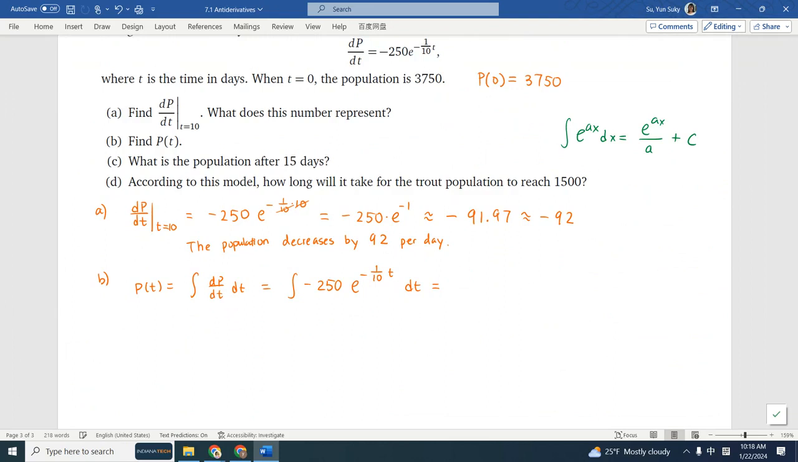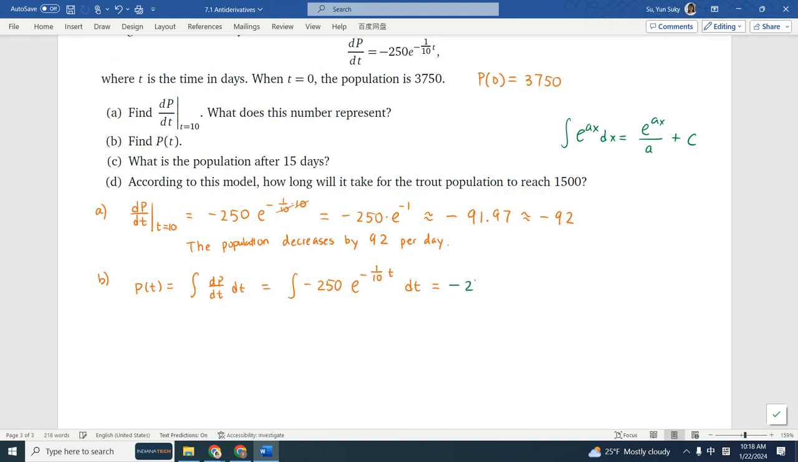Not like a power function, x to the n. When we take the derivative, the power decreases by 1. When we integrate, the power increases by 1. But for an exponential function, the exponent is always the same. So when you take the derivative, you multiply by a. When you integrate, you divide by a. Okay, so we follow that rule.